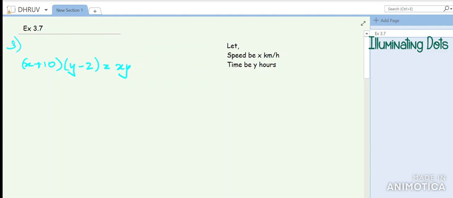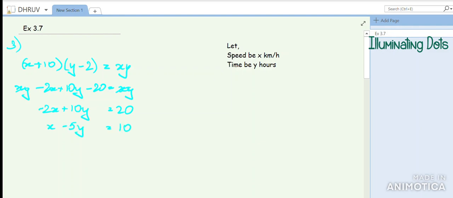Now, okay, wait, not the first equation yet. Let me simplify it. Simplification: xy minus 2x plus 10y minus 20 is equals to xy. So xy gets cancelled, and minus 2x plus 10y is equals to 20. So x minus 5y is equals to minus 10. I removed minus 2 from both the sides, so this became the first equation.